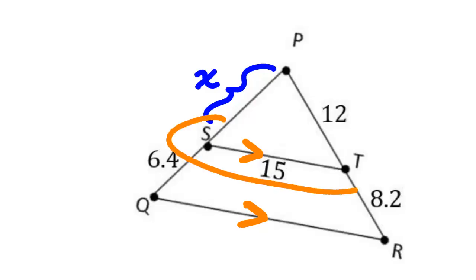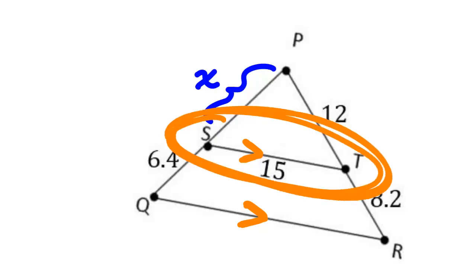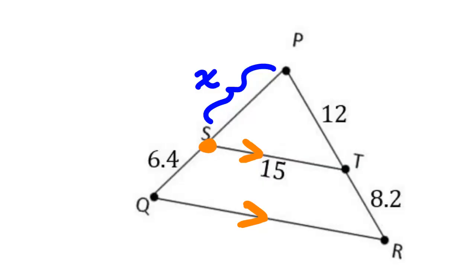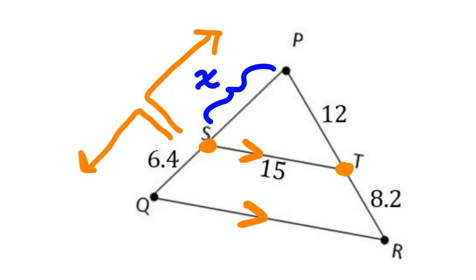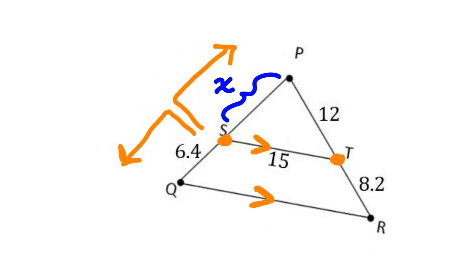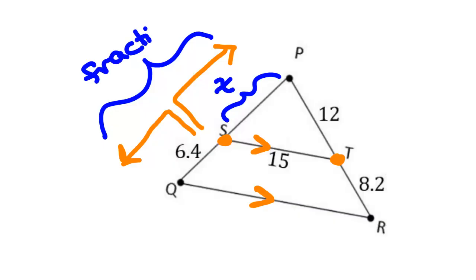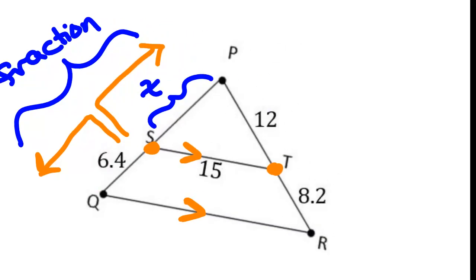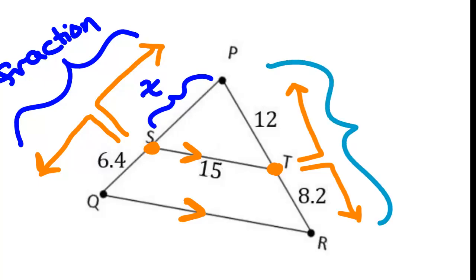I notice that this parallel segment that's inside my triangle is touching the sides of my triangle at S and at T. I have a variable this way above S, and I have 6.4 below S. So I have two pieces that I could make a fraction out of. And I have the same kind of thing over here at T. I know that above T is 12 and below T is 8.2. So I'm going to take these pieces right here and make a fraction.